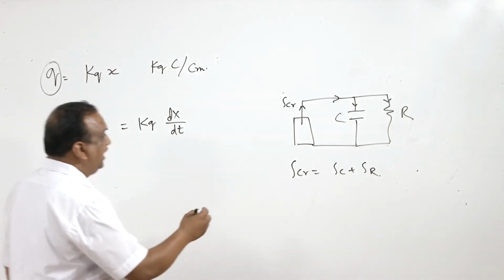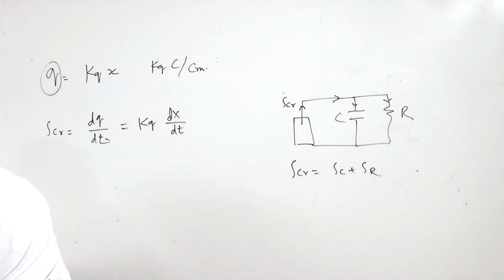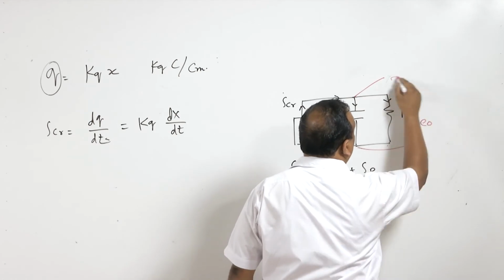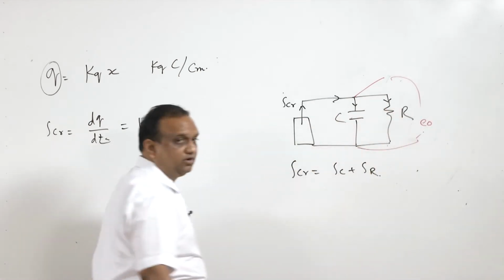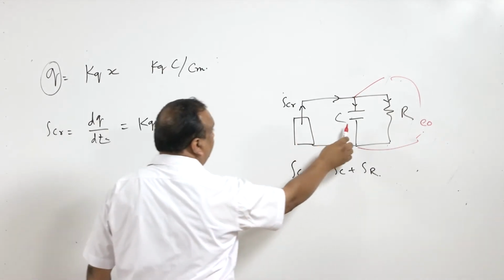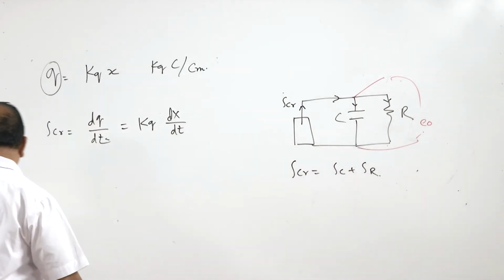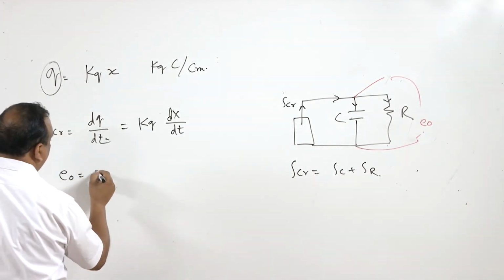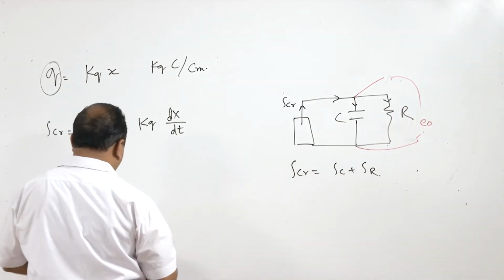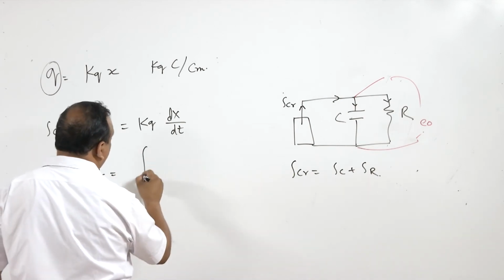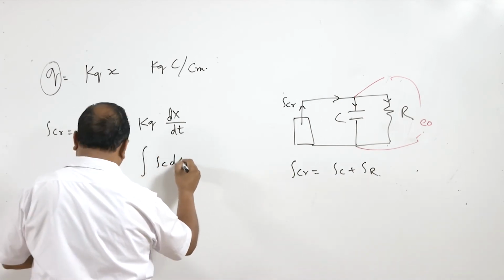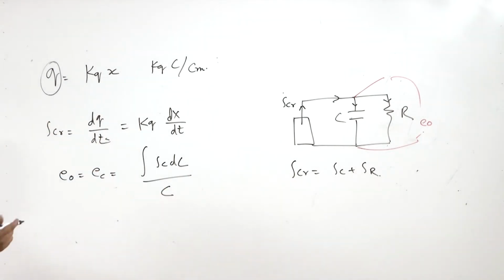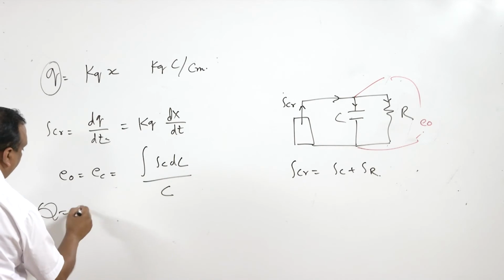Now here we have EMF which is same, this is EO, which is same across three, this one and C and R. So EO is equal to EC. Let us take voltage drop across the capacitance. This is equal to integral of IC dt divided by C, because Q is equal to CV. It has come from Q is equal to CV.